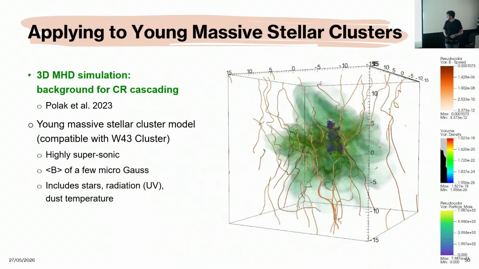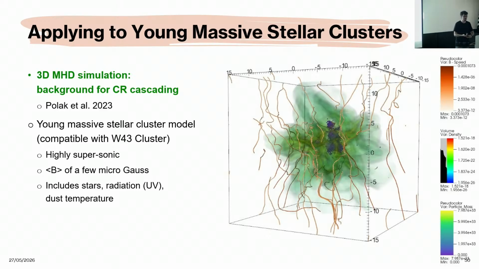observations. So to finish this part, then we wanted to apply this to a real system to try to recover the spectral energy distribution of a source. For that, we chose W43 especially because of these simulations by Pollack et al. 2023 of a young massive stellar cluster. It includes several of the necessary ingredients.